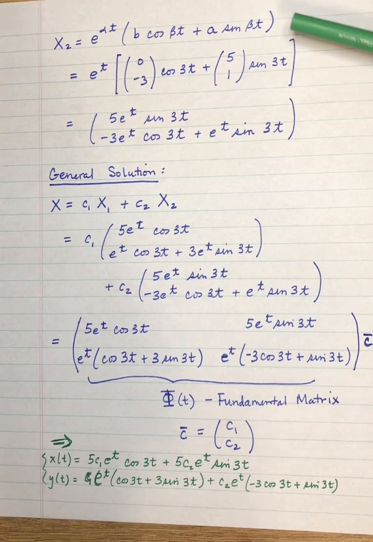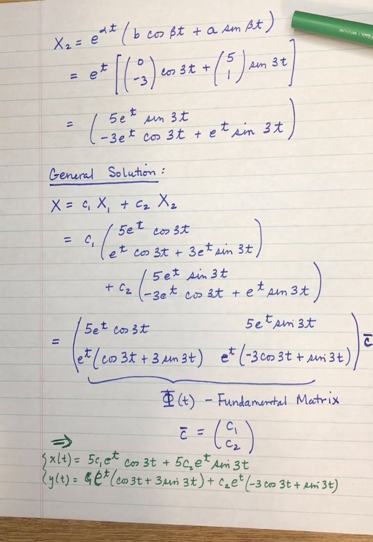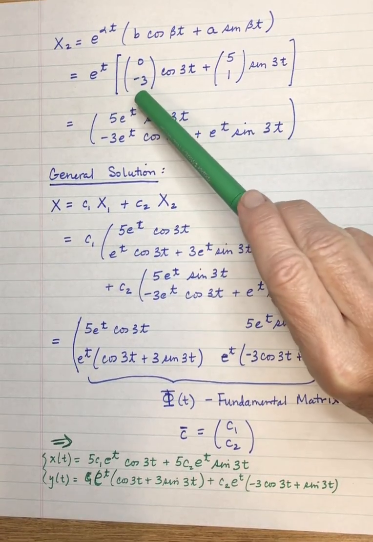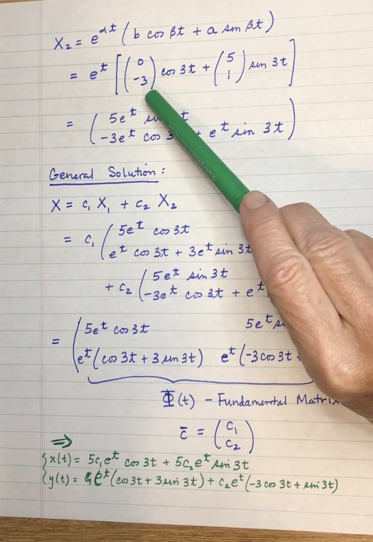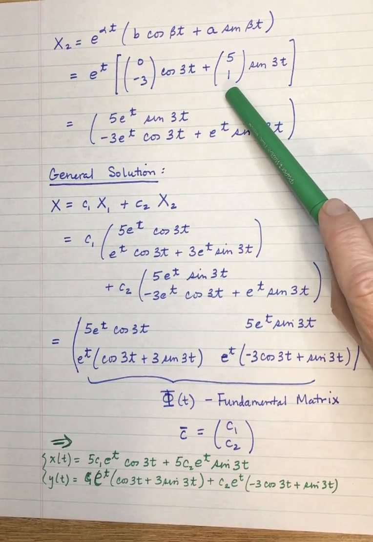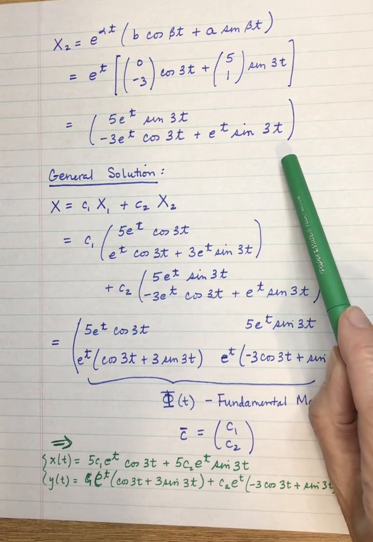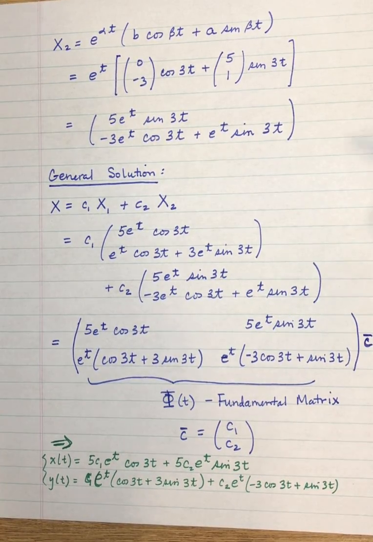Our second solution that we derived last time is given by e to the alpha t times the quantity b cosine beta t plus a times the sine of beta t. Again, we know alpha is 1, so we have e to the t. This is our vector b. This is our vector a. And we can just multiply it out to get these expressions. So we have two solutions.